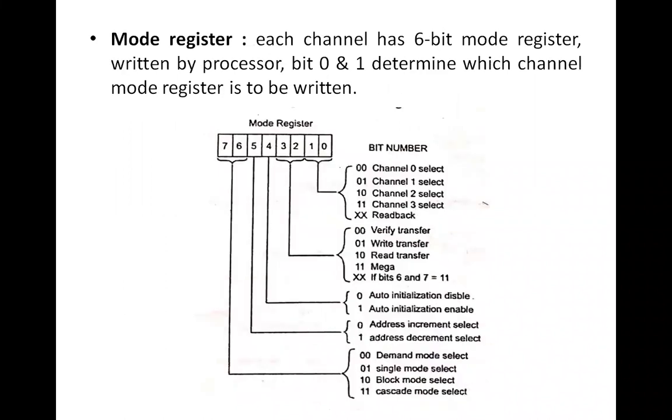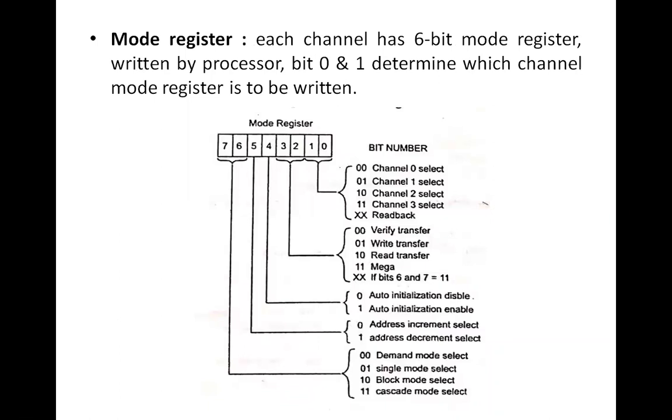Then we have a mode register. This mode register is available in every channel. Of course, the command register is only one in number, but the mode register, along with the CAR, CWCR, the base address and the word count, is available in every channel. It is a 6-bit mode register. The mode register is of 6 bits.